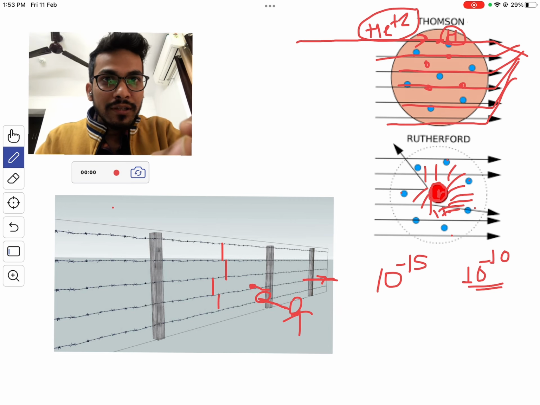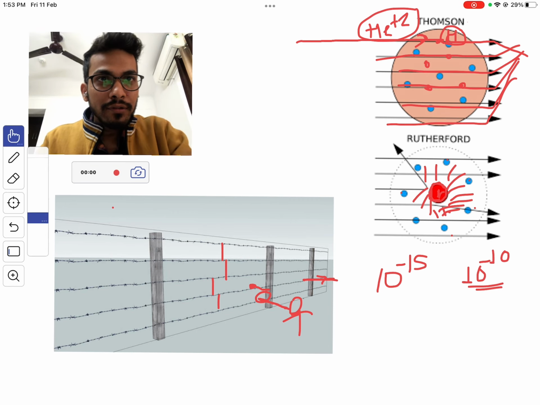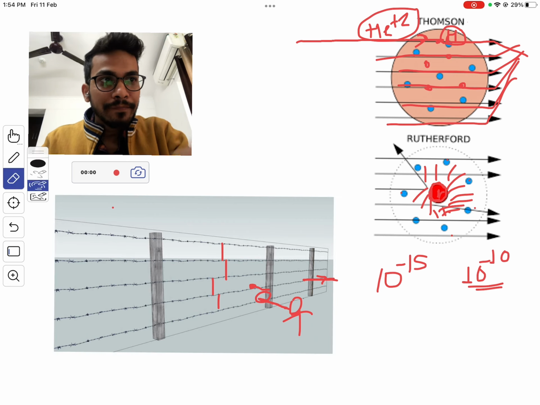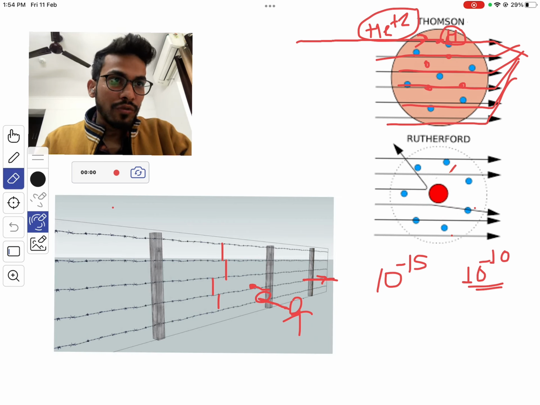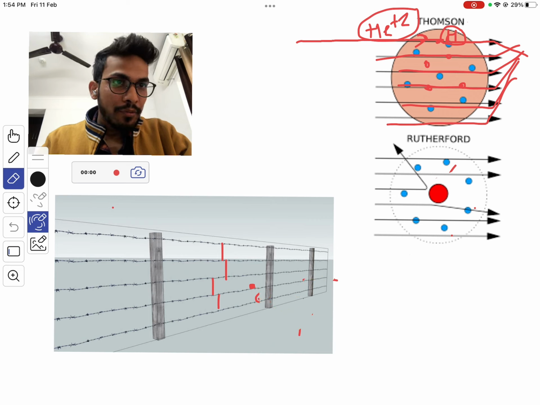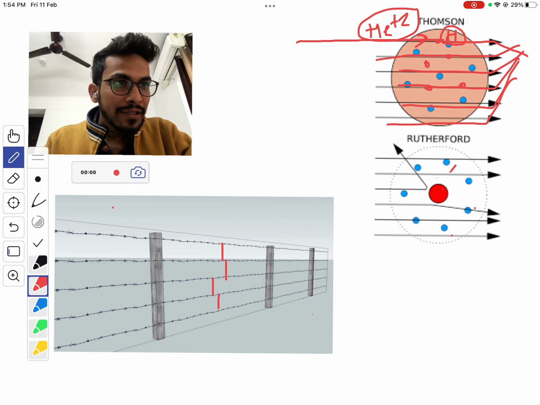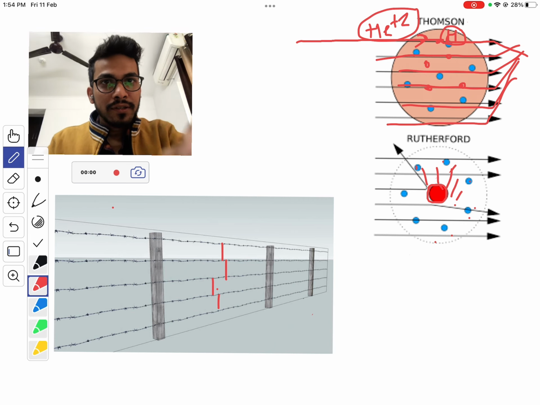Let me draw this model once more for you so that you can understand better. By this experiment it was clear that the proton is going to occupy very little space and it is in the center, while the electrons are revolving around the center and there are free spaces around in the atom.